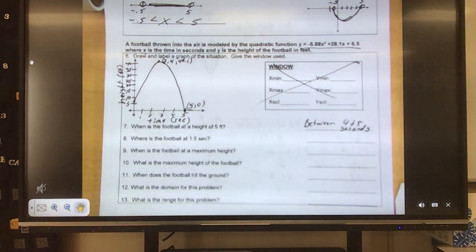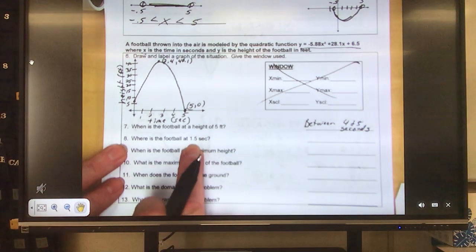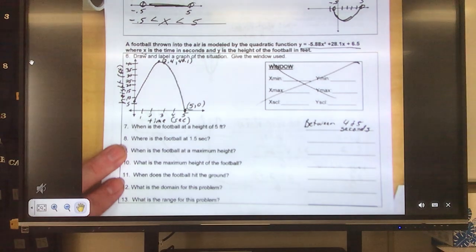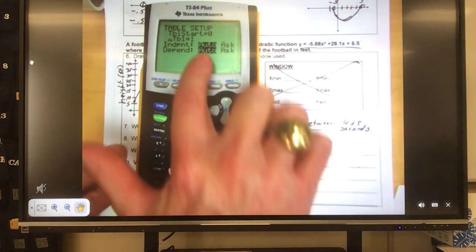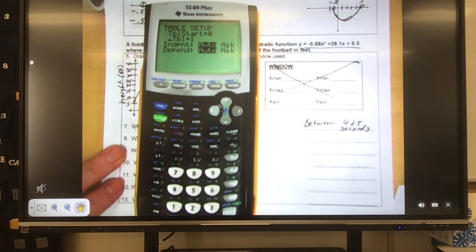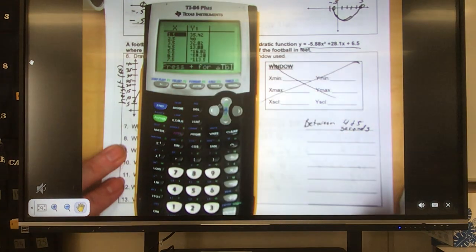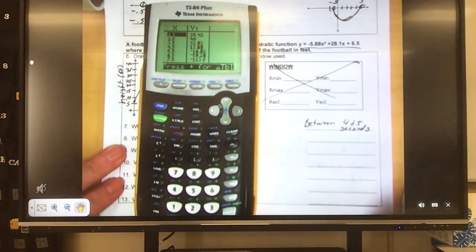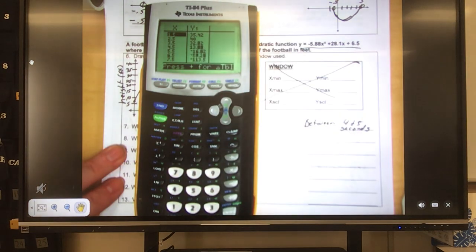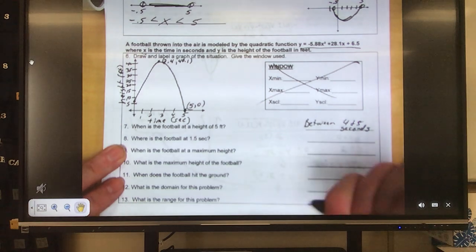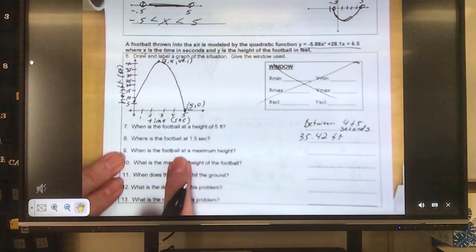Don't worry about the window there. It asks me for an exact on this one. It says, we want to know how high the football is at 1.5 seconds. We can do that. That's our table set. Remember how we got there? Second window, and you tell your table, go ahead and start at 1.5. It'll jump right to it. Second graph, it jumps to 1.5. How high is that ball at 1.5 seconds? 35.42 feet.